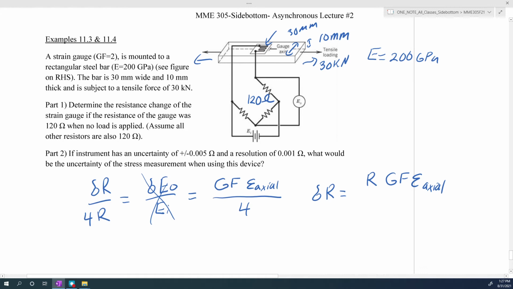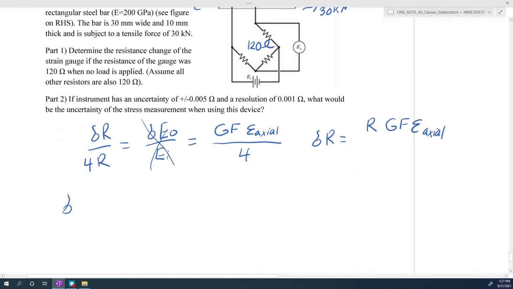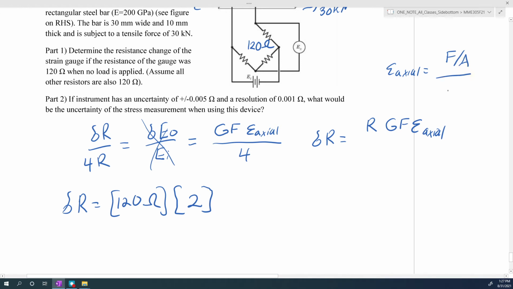So we plug in the values that we know. The change in resistance is equal to 120 ohms, and the gauge factor is just equal to 2. The axial strain we're going to have to determine using Hooke's law. In this simple 1D case, the axial strain should be equal to the applied stress over the Young's modulus. The applied stress is the force over the area, and our Young's modulus is E. We're going to plug that into our equation to solve.